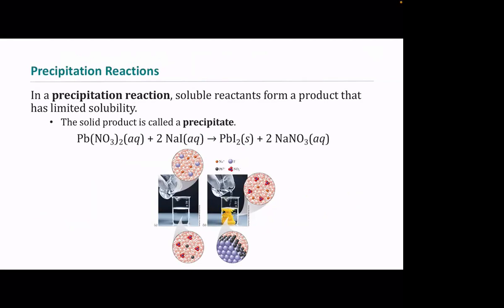All right, so in a precipitation reaction, soluble reactants form a product that has limited solubility. So we have lead nitrate, which is a clear solution, and it's being added to sodium iodide, which is also a clear solution. And this yellow precipitate forms. It's really a pretty yellow precipitate. Now it will eventually settle to the bottom of the beaker. Once everything settles, the liquid will be clear at the top and you'll have this precipitate at the bottom, which means it's not dissolved. It's a separate phase at the bottom.